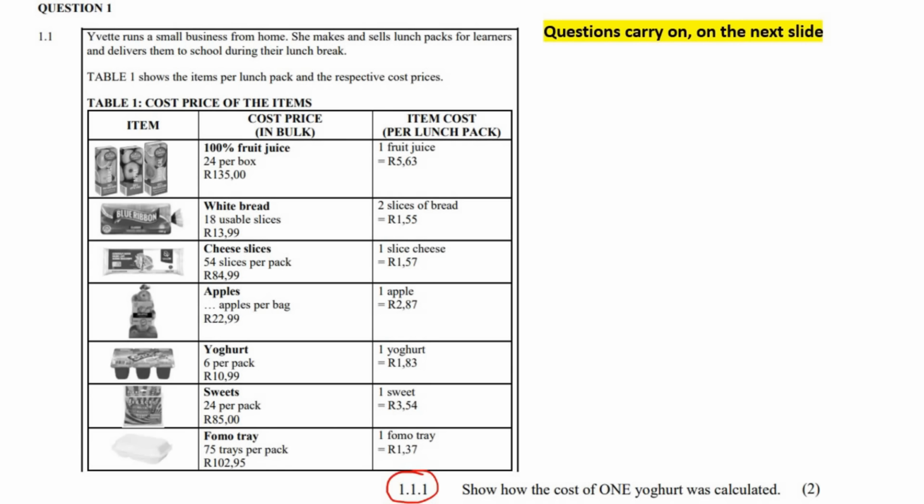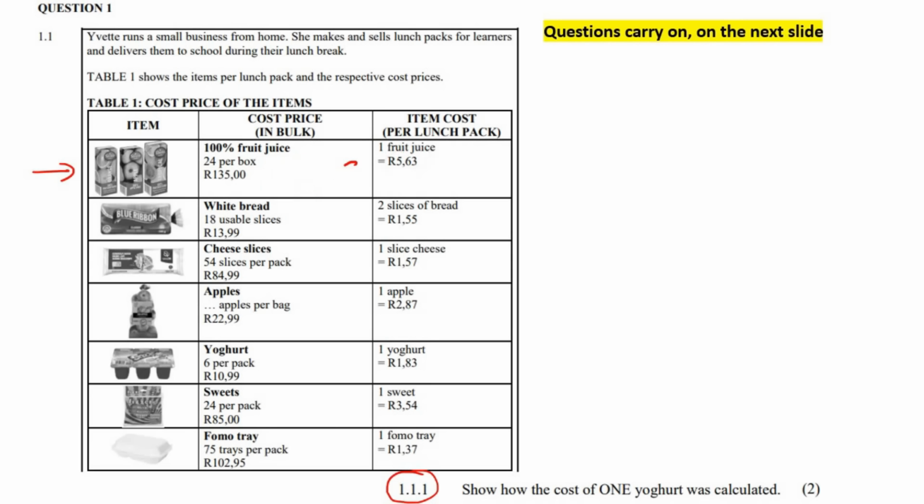Okay, so for example, here we have some type of fruit juice. There are 24 in a box, but that's the bulk. That's to buy 24 of them. Of course, she's not going to give 24 to one learner. She's probably going to give 1 to each learner. So this is where you see the item cost, which is per lunch pack. If you want to check it out, if you have 135 Rand and 24 boxes, then if you divide those two, the price of one box would be about 5 Rand 63.